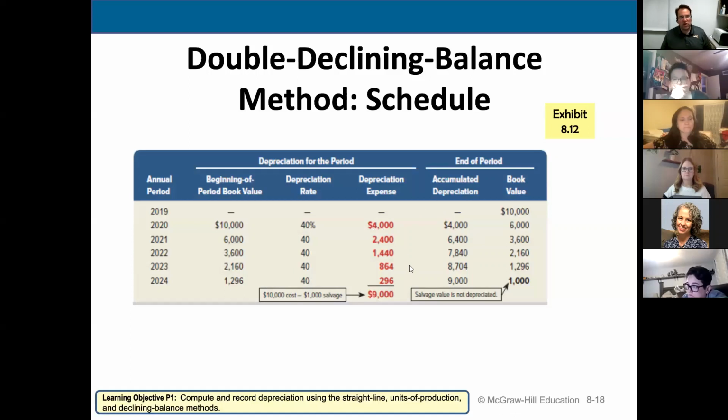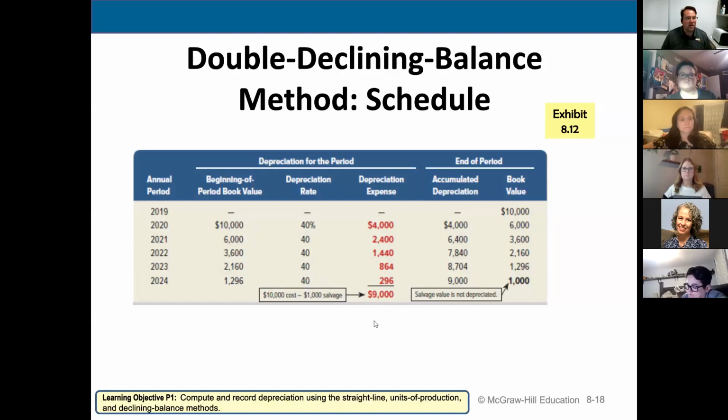The thing that's different about this one is in the last year, we won't do any calculation other than to say, here's my beginning book value. And I know that I have a salvage value of 1,000 I need to end up with. So I will just take enough depreciation expense that last year to fully depreciate the depreciable cost. So if the beginning book value was 1,296 and the ending book value needs to be 1,000, then I'll take 296 as my depreciation expense for that year. And that sometimes throws people off because they've been multiplying this out each time, and then they do it on the last one and it doesn't work.